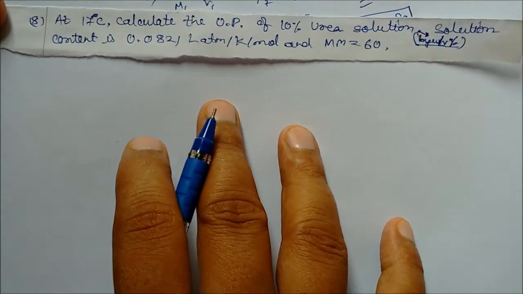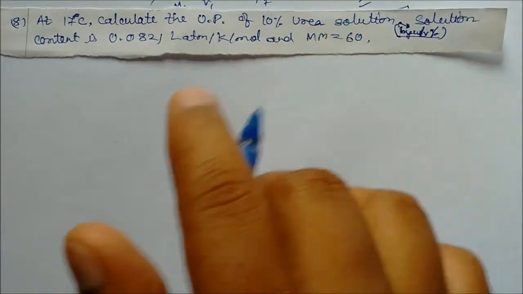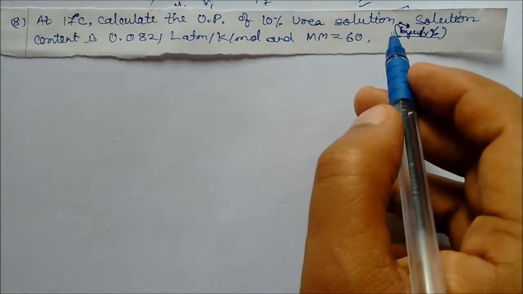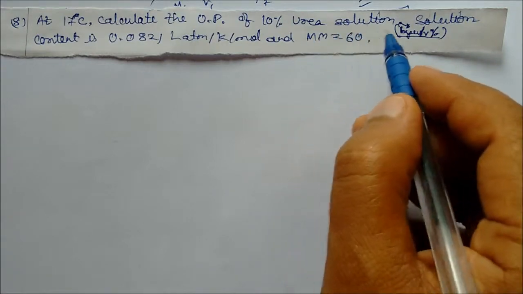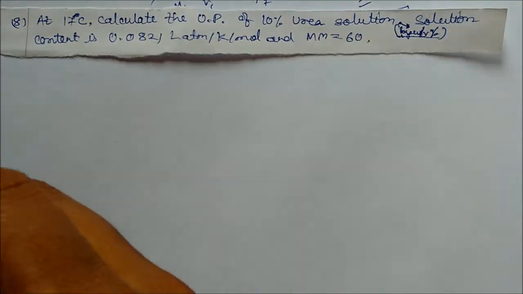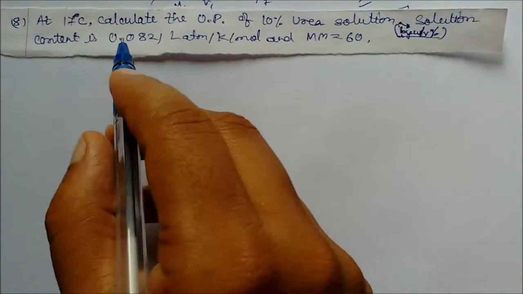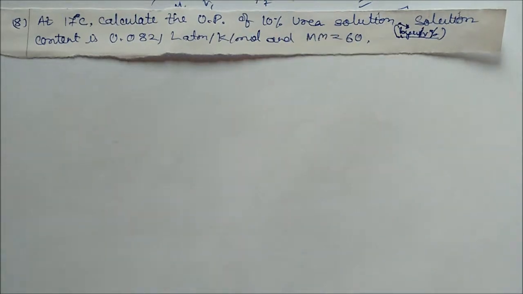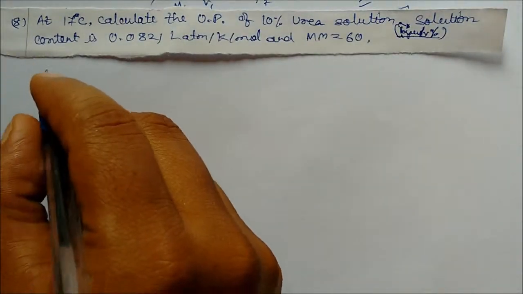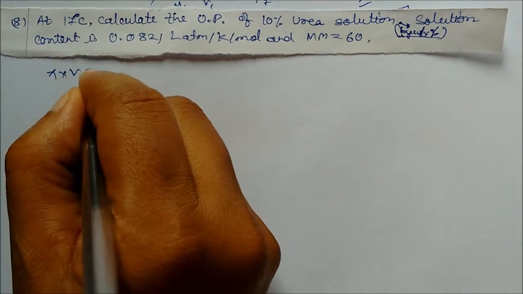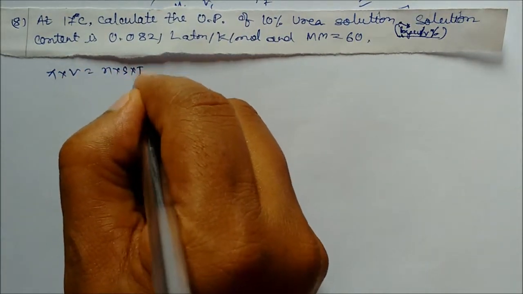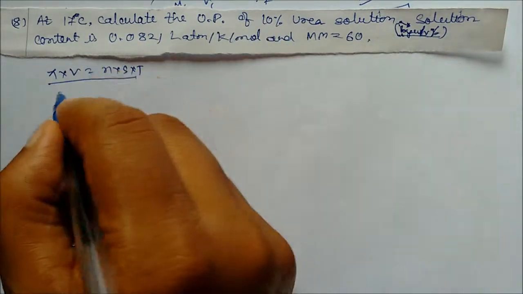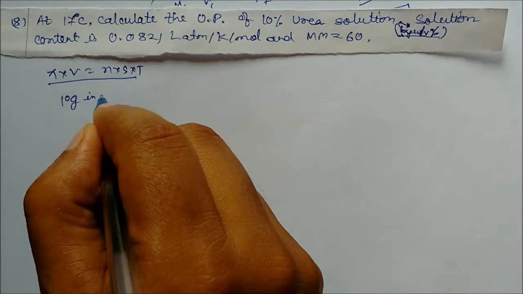Again, at 17 degree centigrade, calculate the osmotic pressure of 10% urea solution. So this is 10% urea solution by volume, weight by volume percent. The solution constant is 0.0821 liter atmosphere per kelvin per mole. So S is given, molecular mass is 60. Again we can see it is a very easy question. πV = nST, we know this formula. So 10% they have given here, which is 10 gram in 100 ml.